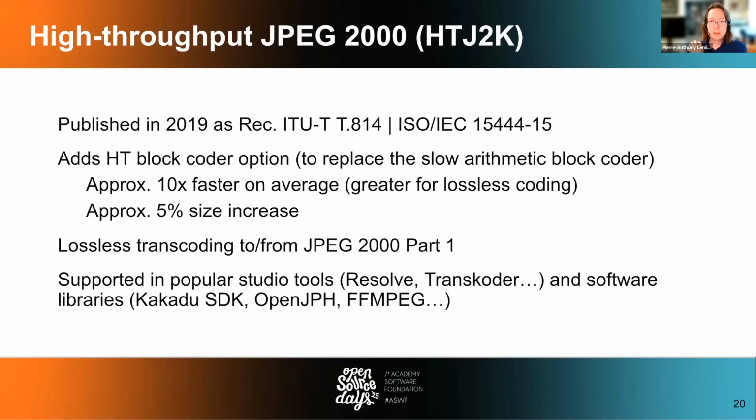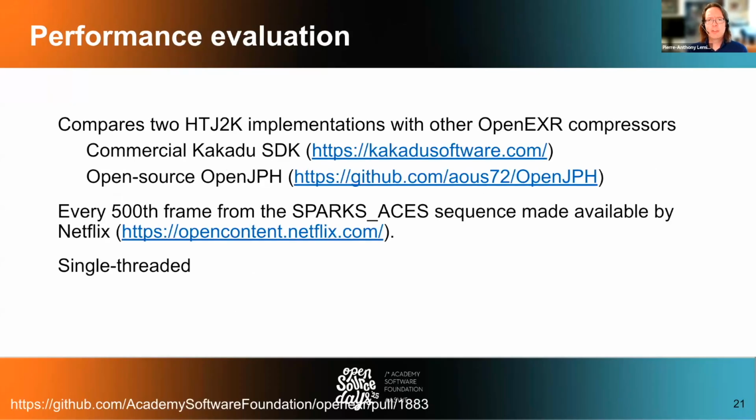And we're now 6 years from 2019, and HTJ2K is supported in popular studio tools like Resolve, Transcoder, Rohde & Schwarz Clipster. Well, it's not Rohde & Schwarz Clipster anymore, it's Cinecert Clipster. It's in software libraries like Kakadu SDK and OpenJPH, as we'll see. It's also in FFmpeg, so you can actually start FFplay and play J2K files or J2K IMFs, for instance.